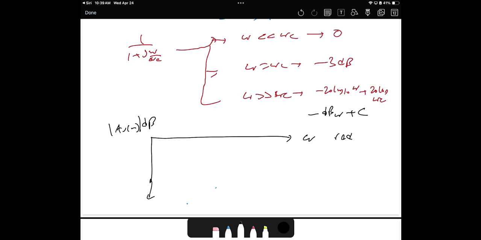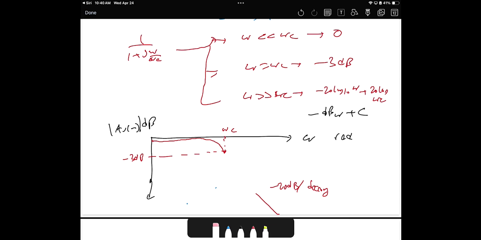So for omega, you will see that the critical point is omega c. At omega c, the actual plot will be at negative 3. Then what's happening? Before omega c, when it is very low, it will come from 0. When it is very high, it will go toward a slope of negative 20. That's what's happening. That's the actual.